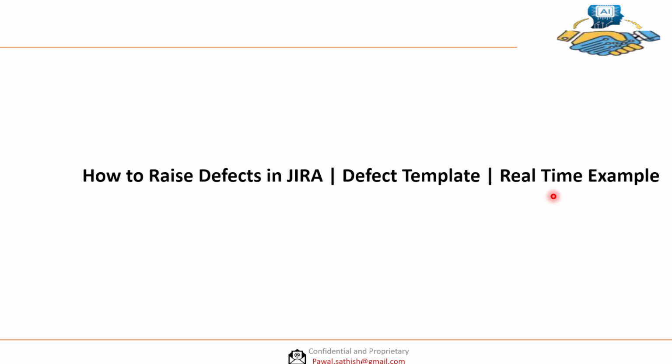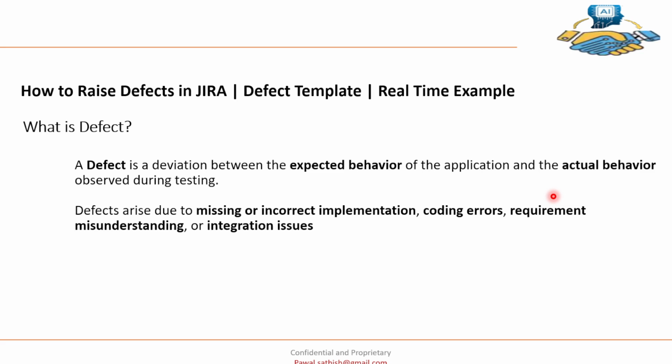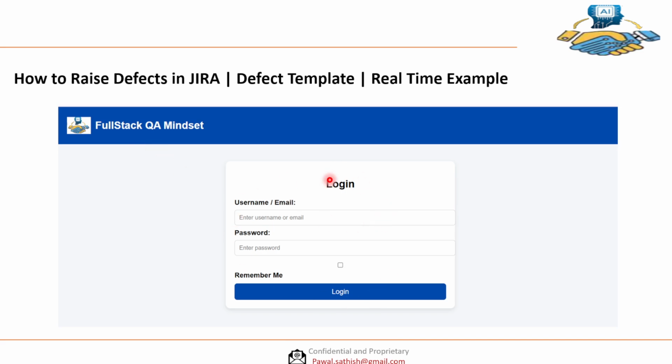So first we'll understand what a defect is. A defect is a deviation between the expected behavior of the application and the actual behavior observed during testing. It arises due to missing or incorrect implementation, coding errors, requirement misunderstanding, or integration issues. To understand the basic concepts, we are going to consider the login feature.